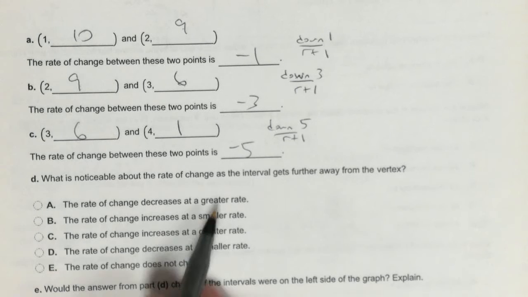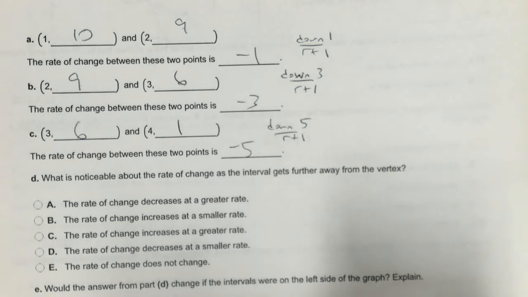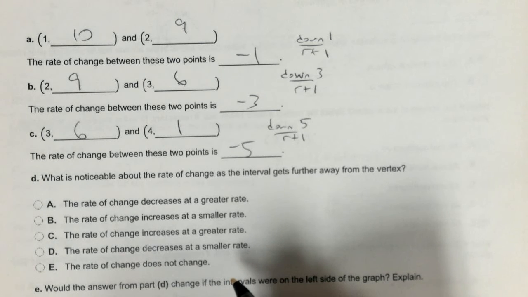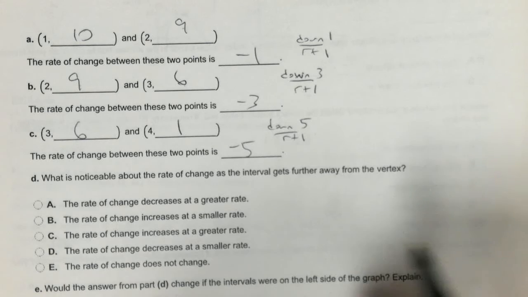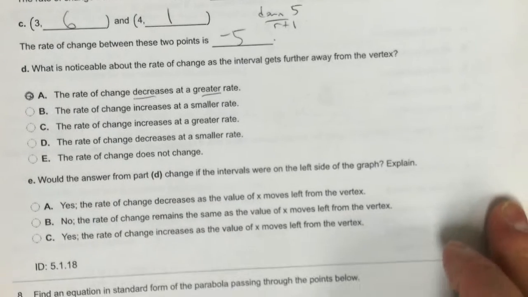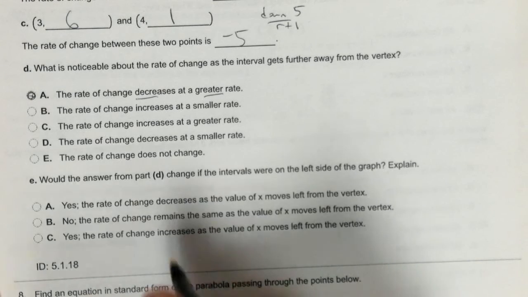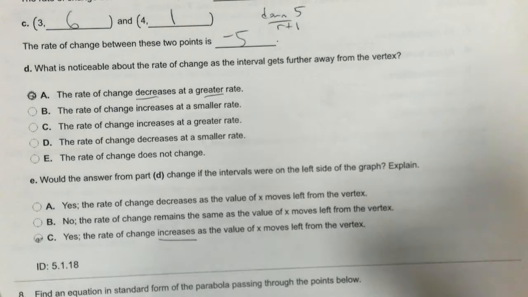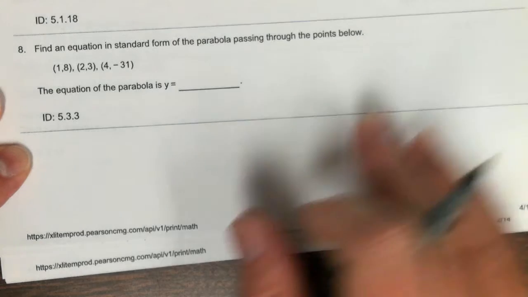So what is noticeable about the rate of change is it increases as you go left. It increases. The rate of change decreases at a greater rate. Decreases at a greater rate. And then when it's talking about the left side, how would it change? It would increase. So basically go up. All right.